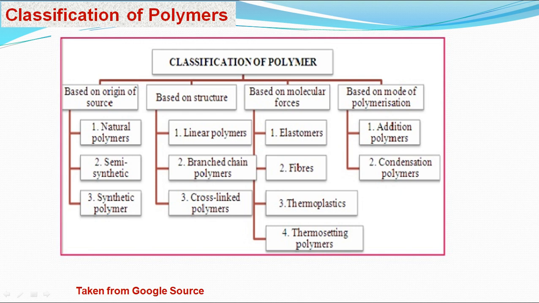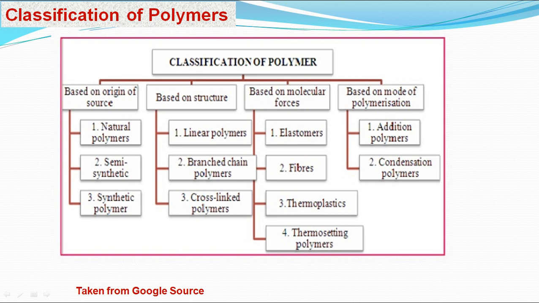Classification of polymers based on the origin of source is of three types: natural polymer, semi-synthetic polymer, and synthetic polymer. Based on structure, there are three types: linear polymers, branched chain polymers, and cross-linked polymers. The third is based on molecular forces, which give polymers different kinds of properties: elastomers, fibers, thermoplastics, and thermosetting plastics.